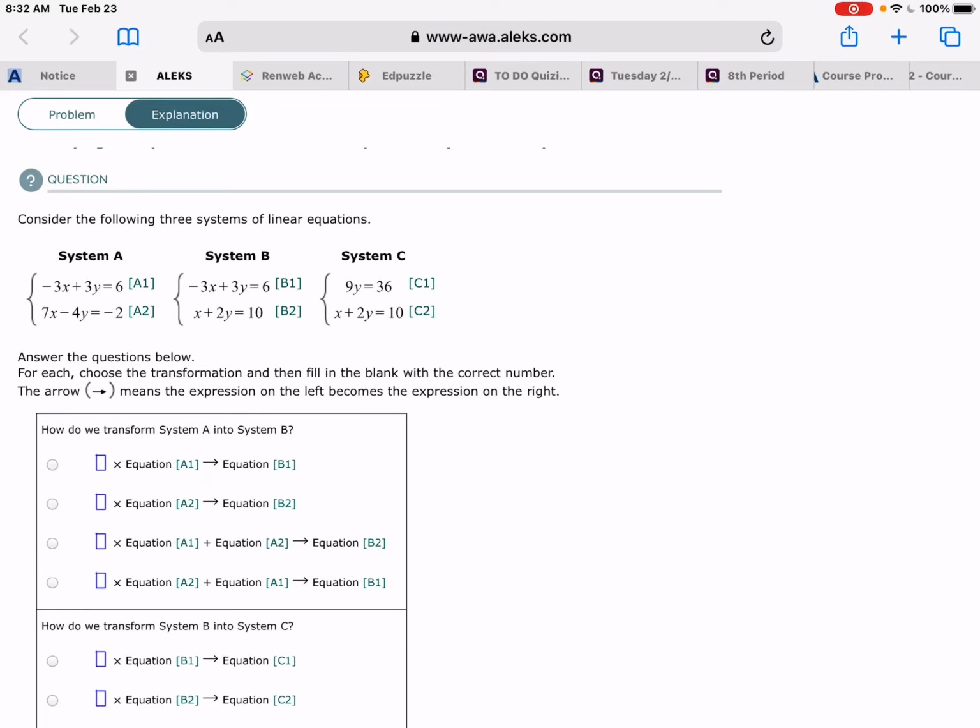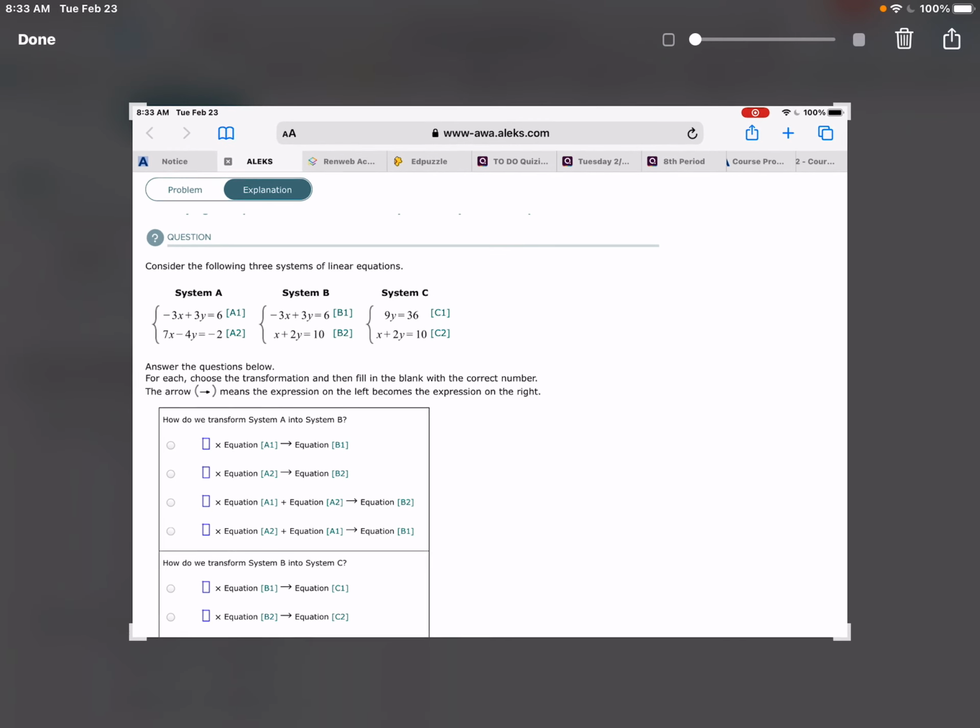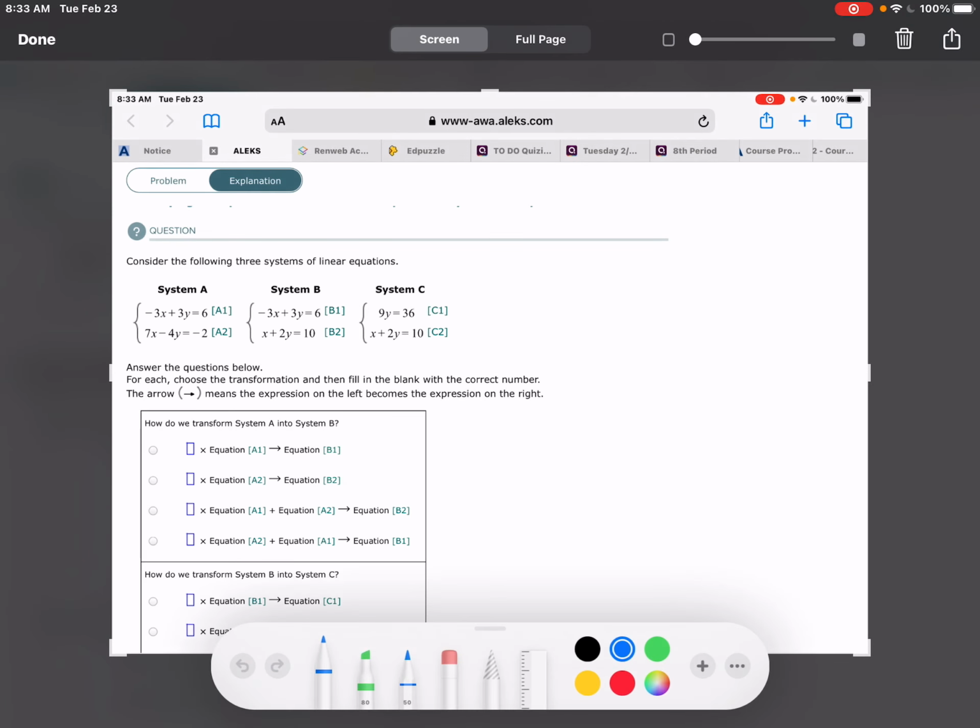Okay, this problem is like a puzzle, and I have to admit, it's a difficult puzzle. So if we look at system A and system B, the first question wants to know how we can get from system A to system B. You can see that A1 and B1 are exactly the same, so we don't have to do anything there. But A2 to B2, something fairly dramatic has happened. Notice that it's not 7x anymore, it's just plain x, and it's not negative 4y, it's 2y, etc.